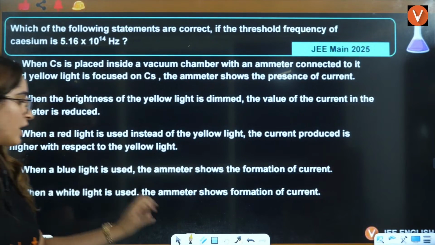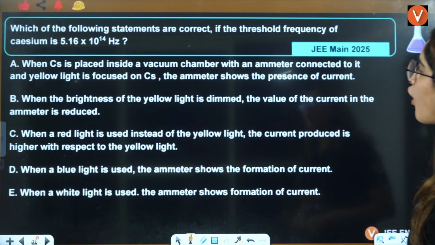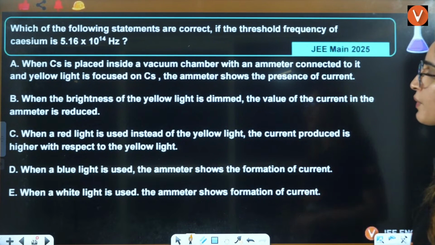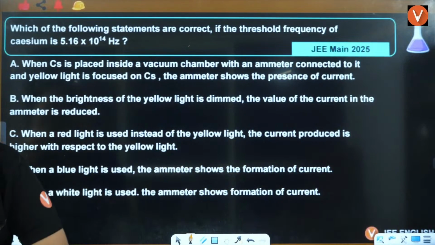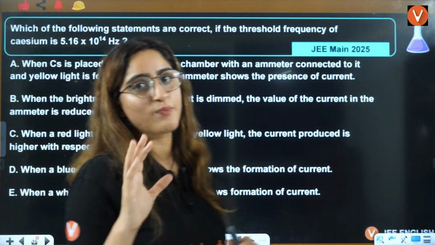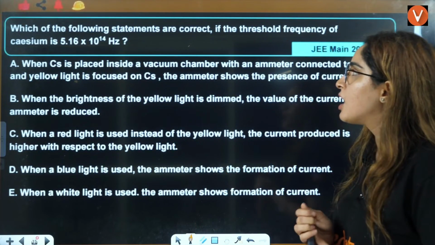Next is a JEE Mains 2025 question here. That is, which of the following statements are correct if the threshold frequency of cesium is this much? Now, this is a very important question because I feel that this is based on factual data. So you might end up making mistakes here. So here it is.